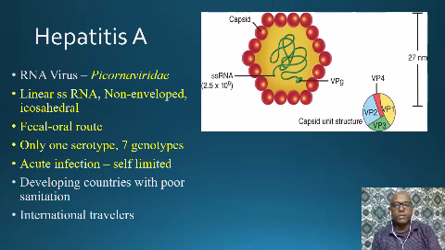Hepatitis A virus, if you see, is an RNA virus under the Picornaviridae family, which has a single-stranded RNA, non-enveloped, and an icosahedral symmetric capsid. It is transmitted by the fecal-oral route, and only one serotype is there with 7 genotypes. It can cause an acute infection which can be self-limited, and developing countries with poor sanitation and international travelers to endemic areas report hepatitis A.